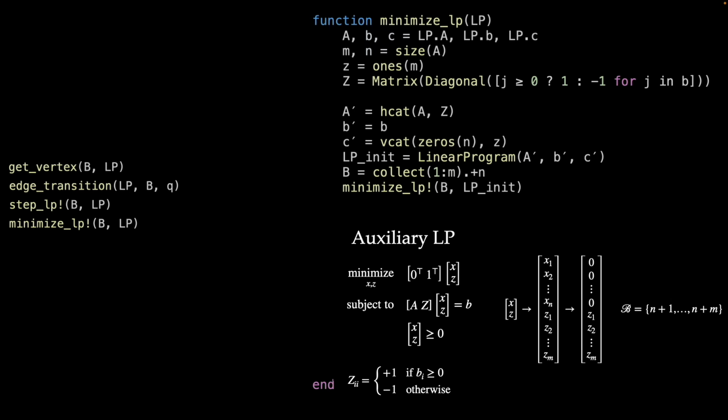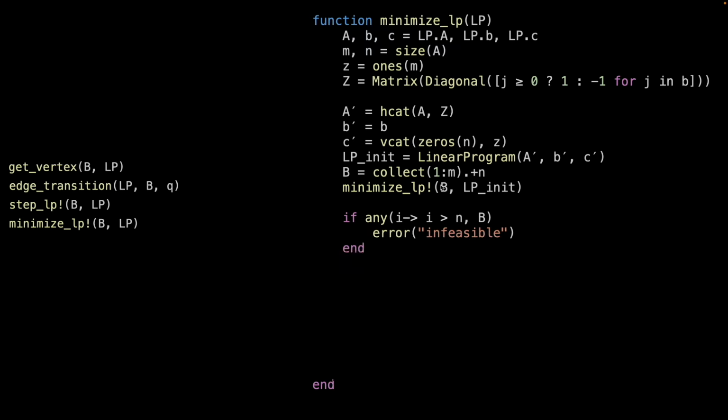So now we can call minimize LP. Notice this is the one with the exclamation mark, not this minimize LP. So that's the distinction between those, because this one is modifying the basis. So we call it with the basis that we just found and the initial linear program that we've constructed, so this auxiliary linear program, and then we'll solve it. And this will modify the basis that we have.